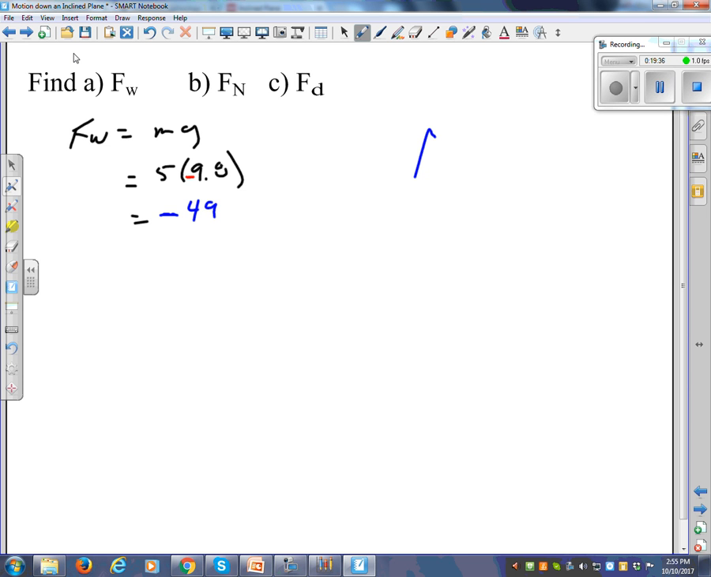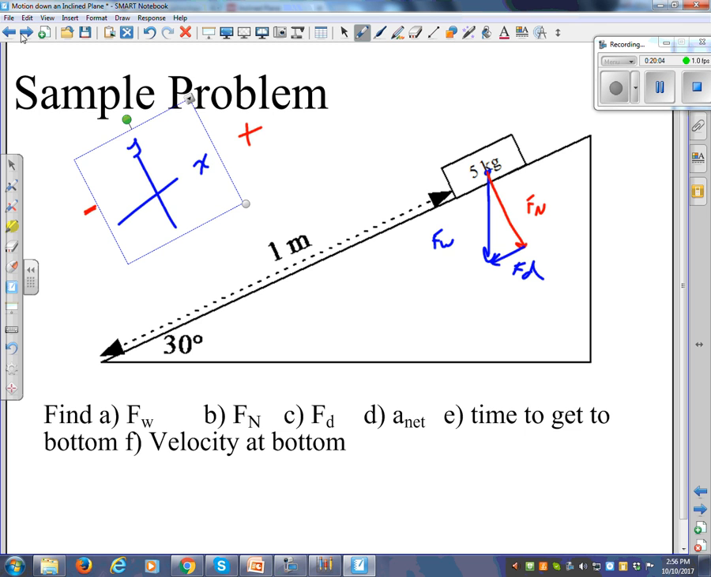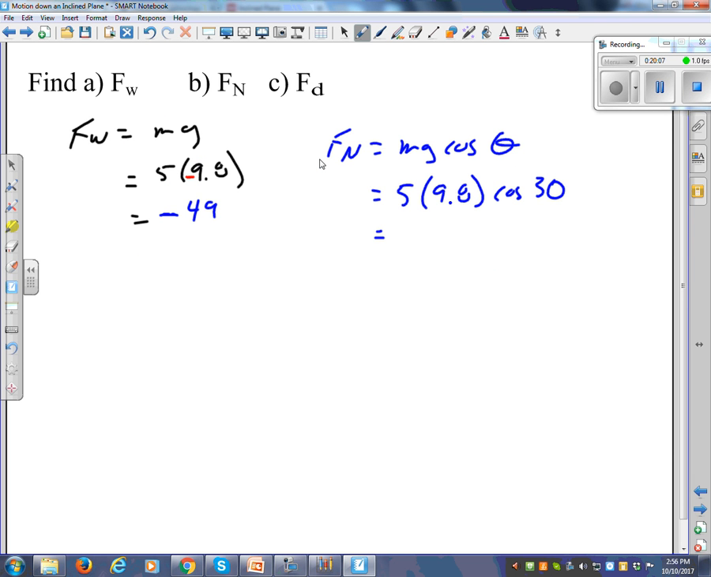Now, what is the normal force? Fn is equal to mg cos theta. We got that just two slides ago. The mg we already know is going to be the minus 49, but let's write it all out. So it's going to be 5 times 9.8 times the cosine of 30 degrees.